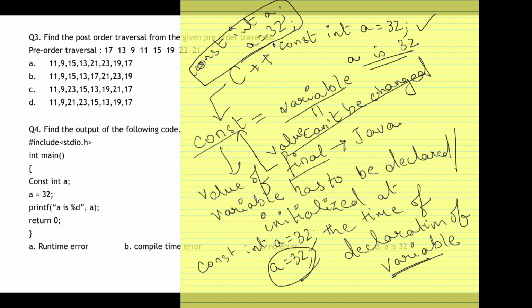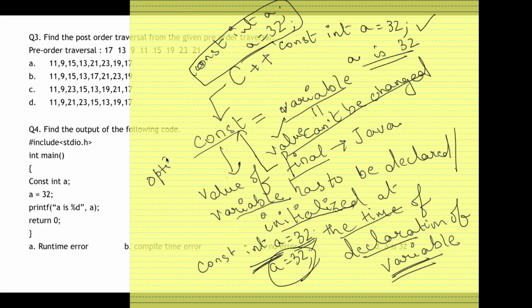Why can't we do this? Because constant and final, these two keywords follow two rules. First, the value of the variable can't be changed throughout the program. Second, the value of the variable has to be declared or initialized at the time of declaration of the variable. Whenever I declare a variable to be final or constant, at that time only I have to assign the value to that variable. I can't do that later in the code. So here my answer will be option B, that is compile time error.